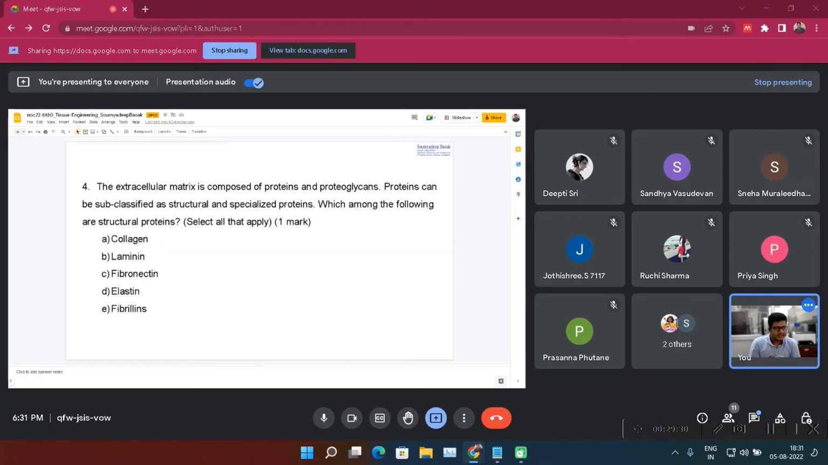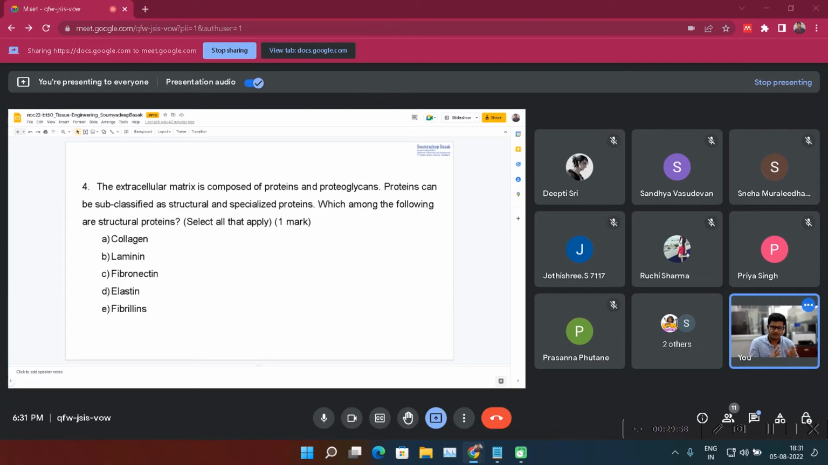The question says the extracellular matrix is composed of proteins and proteoglycans. Proteins can be subclassified as structural and specialized proteins. Which among the following are structural proteins? Select all that apply. Options are given: collagen, laminin, fibronectin, elastin, and fibrillin. What do you think would be the correct answer? Which among these options are the structural proteins?